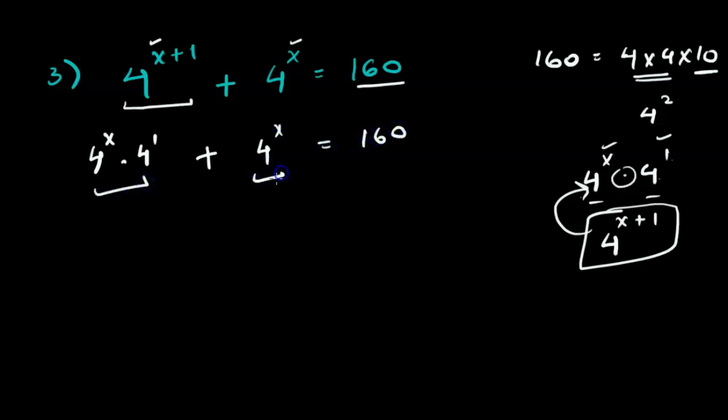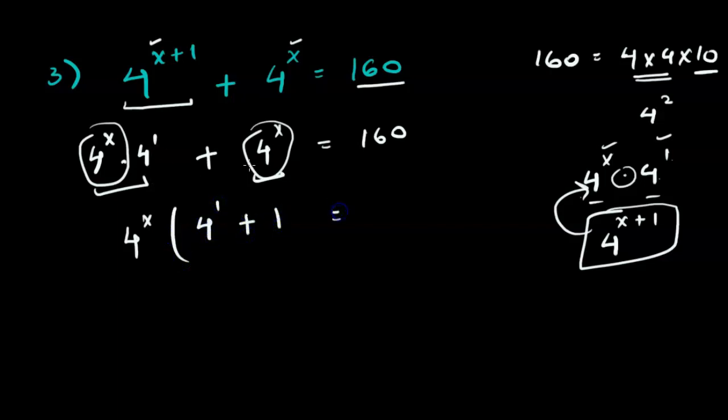Now both of these terms have 4 to the power of x as common. So we can take it out as a factor. We'll be left with 4 to the power of 1 plus 1 here. Nothing common means 1 is what we put, will be equal to 160. Now 4 to the power of 1 plus 1.